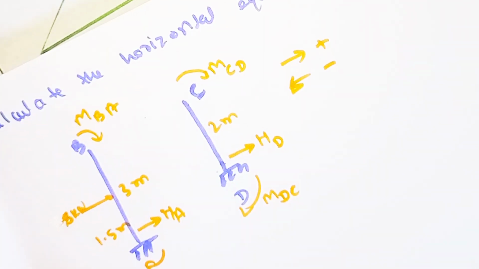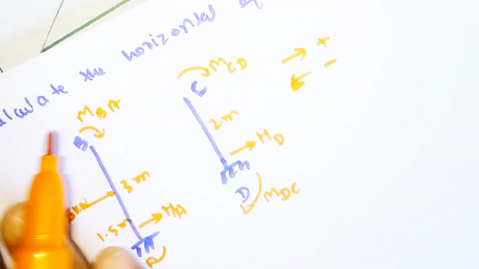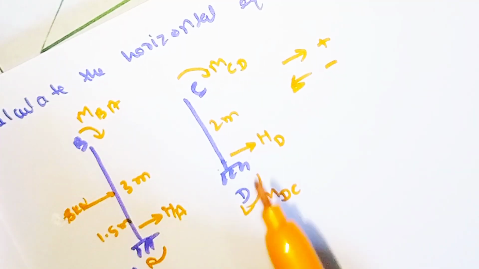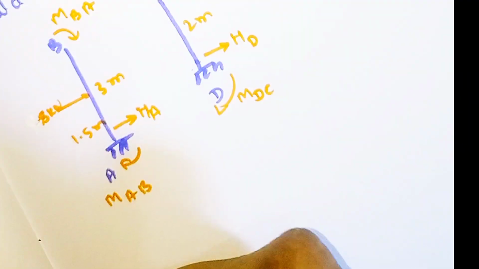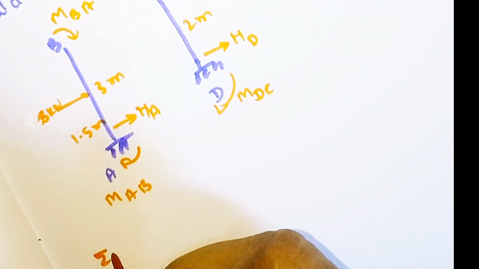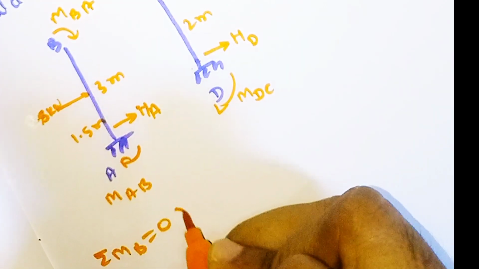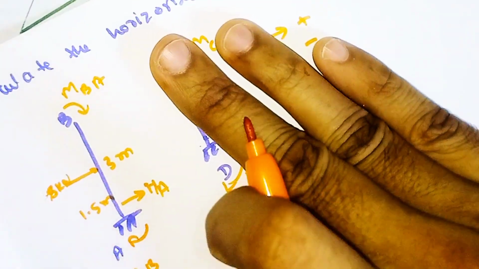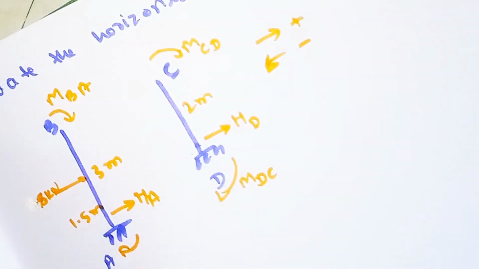Now we need to calculate separately by taking this member as well as this member. First we will see member AB. We need to take the moment about point B. Summation of MB, moment about B, is equal to 0. Clockwise we take positive. Only this member we will calculate separately, so hide the other and take this member.